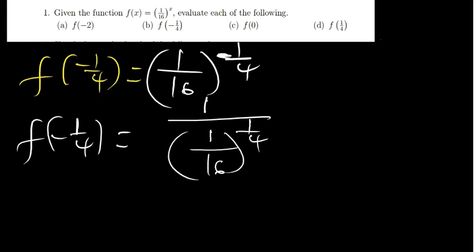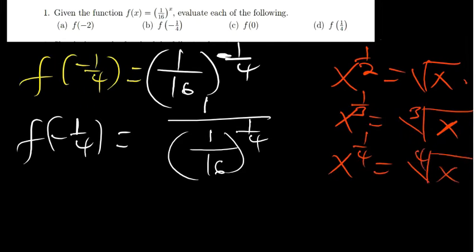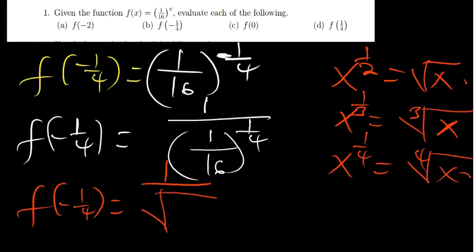Now what we have to remember is that if I have x to the power, let's say, half, this is the same as the square root of x. If I've got x raised to the power 1 over 3, this is the cube root of x. If I've got x to the power 1 over 4, this is the fourth root of x. So as we can see, we have got 4 down here, meaning we want to find the fourth root. So f of negative 1 over 4 is going to be 1 on top, then we need to get the fourth root of 1 over 16.